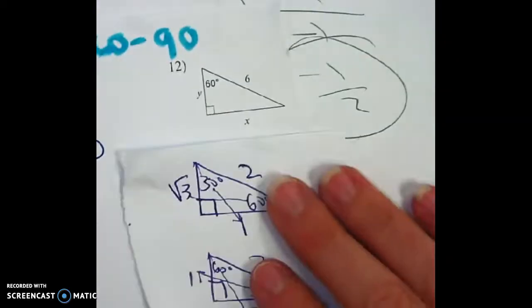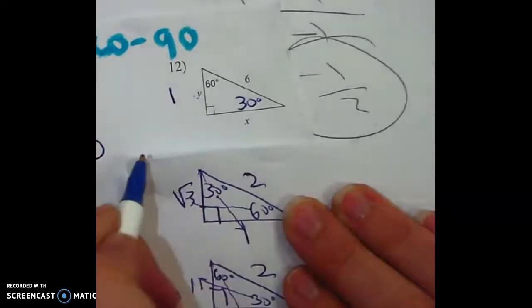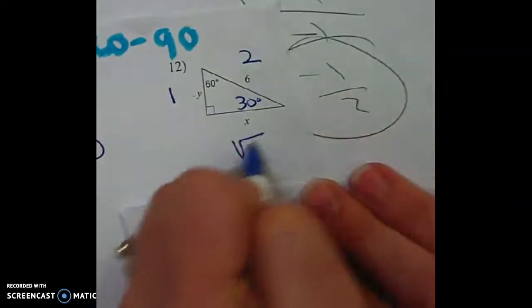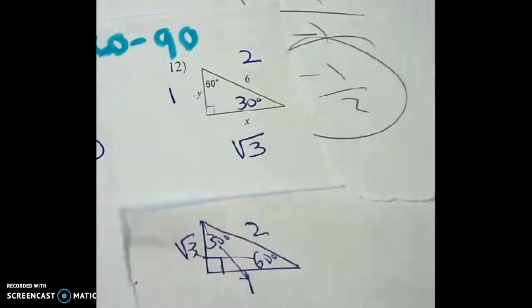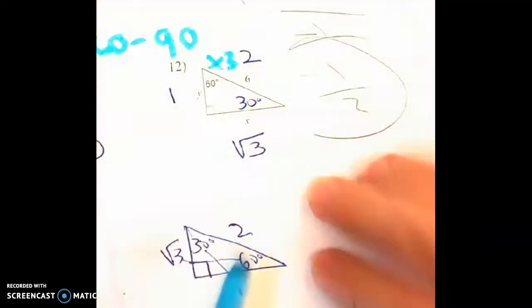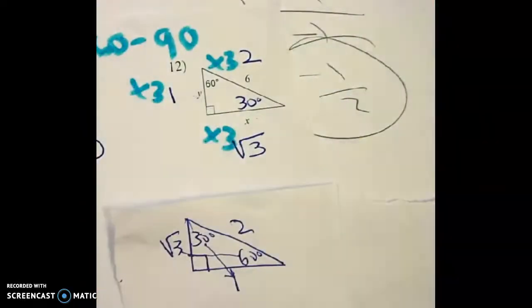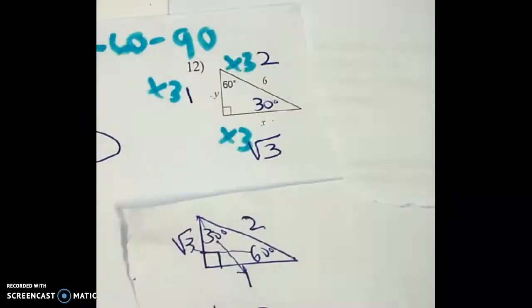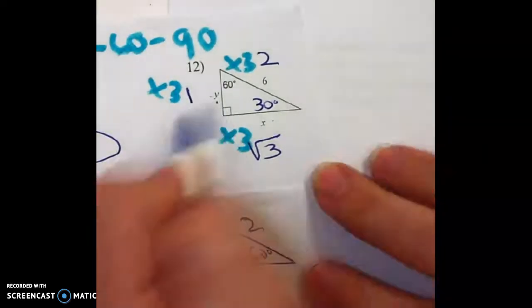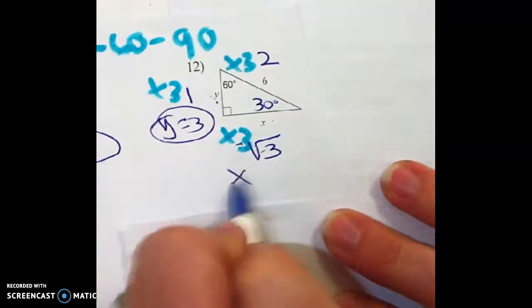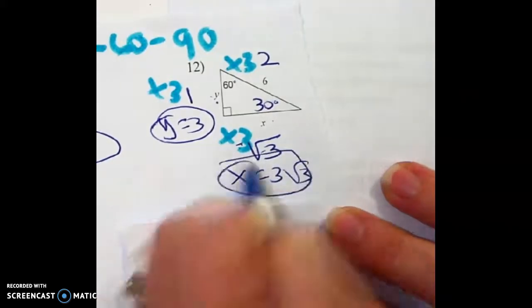So let's look at number 12. If I look at number 12, 60, 30. Who's across from the 30? 1. Who's the long side? 2. That means this is rad 3. This is the side I don't know. 2 times what number is 6? Times 3. That means if that's times 3, this is times 3, and this is times 3. And move this out of the way. That means that y equals 3, because 3 times 1 is 3. And 3 rad 3 is 3 rad 3.